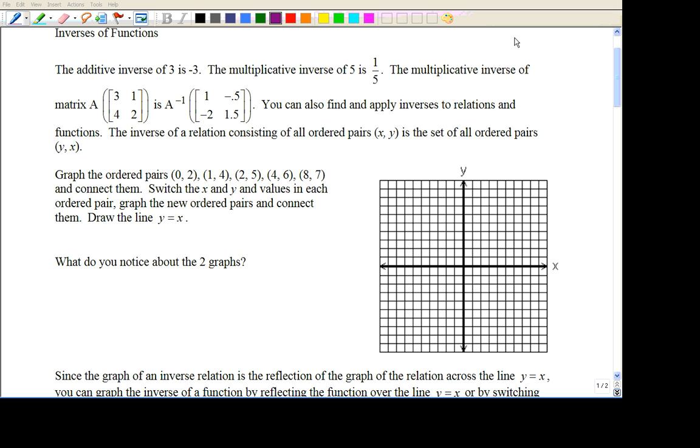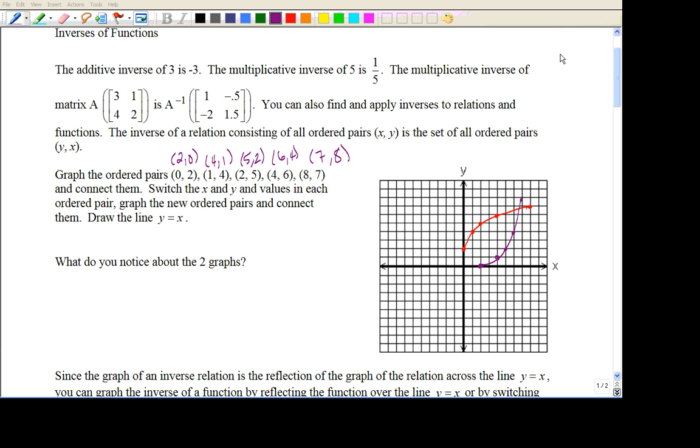The inverse of a relation consisting of all ordered pairs (x, y) is the set of all ordered pairs (y, x). So let's start out by graphing these ordered pairs and connecting them. There it is. Now let's switch the x and the y values in each ordered pair and graph the new ordered pairs. So what we're going to do is plot the points (2, 0), (4, 1), (5, 2), (6, 4), and (7, 8). And there's our other one.